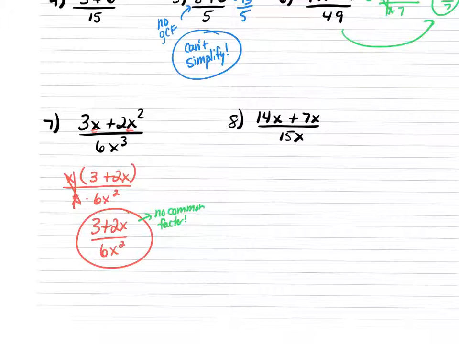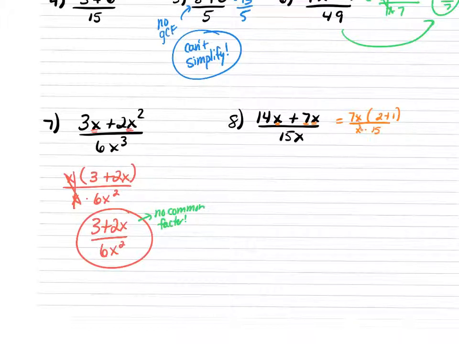So our last one on this type of problem will be number 8. On number 8, again, we're going to try to factor the numerator. The numerator has an x and a 7 in common for both of those terms. So I'll factor out a 7x. So I'd be left with 2 plus 1. And then on the bottom, I'd be able to factor out an x and write that as x times 15.